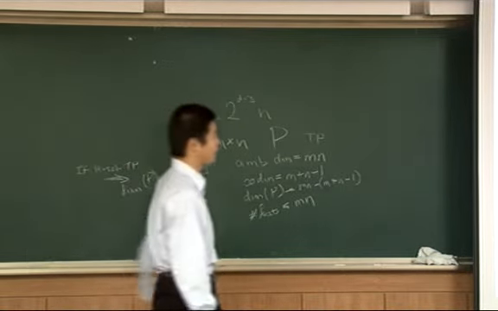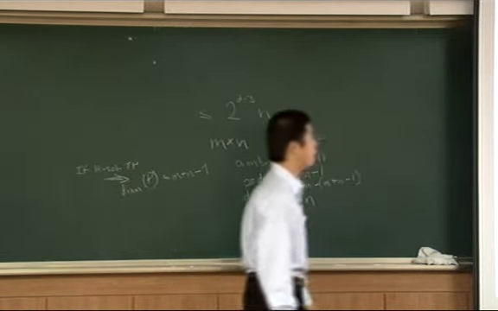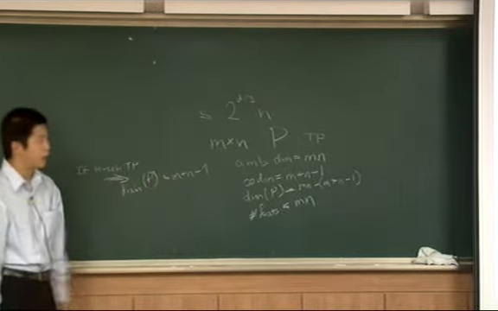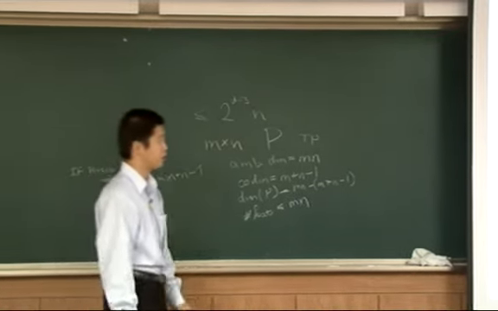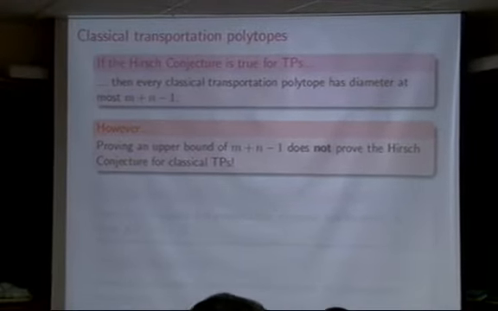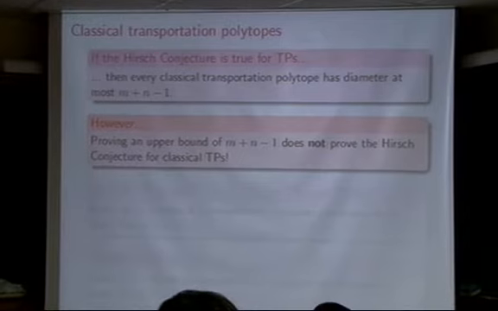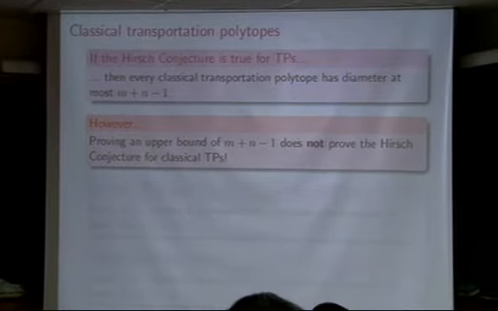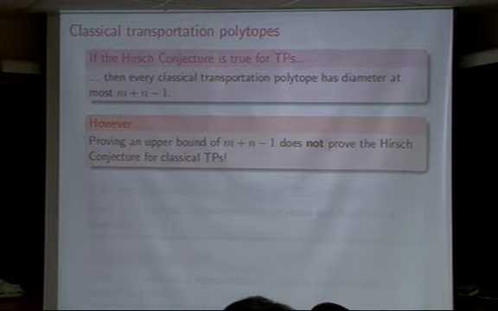Okay, that's what that says. And you should note that if you prove an upper bound for classical transportation polytopes of m plus n minus 1, this is not proving the Hirsch conjecture for transportation polytopes. I mean, it's a really minor technical point. I wouldn't get hung up over this. It's just because this inequality might be strict, right?